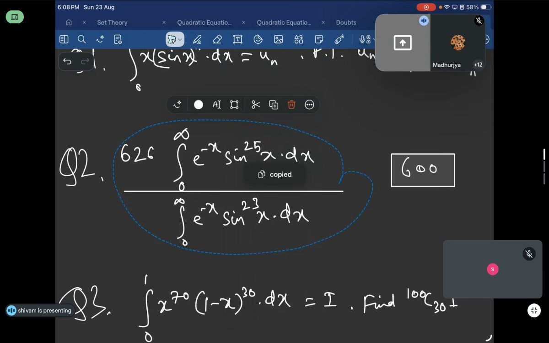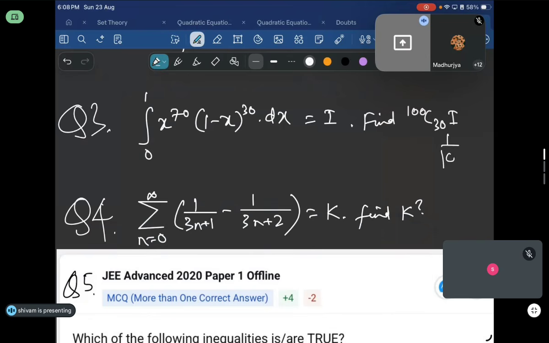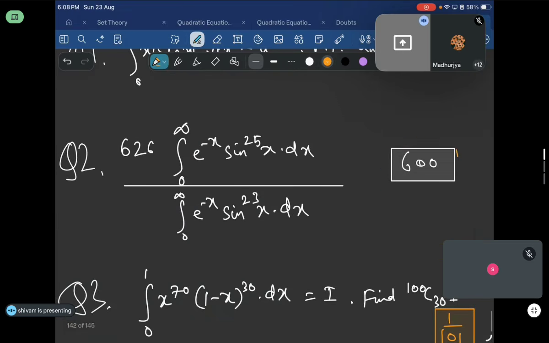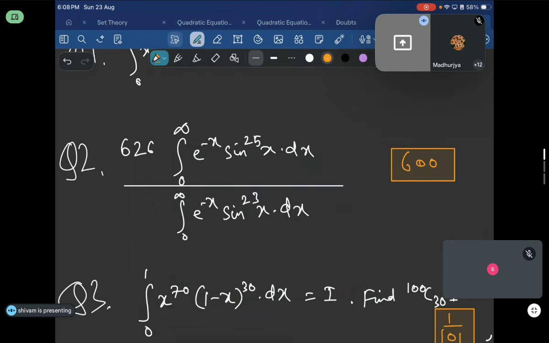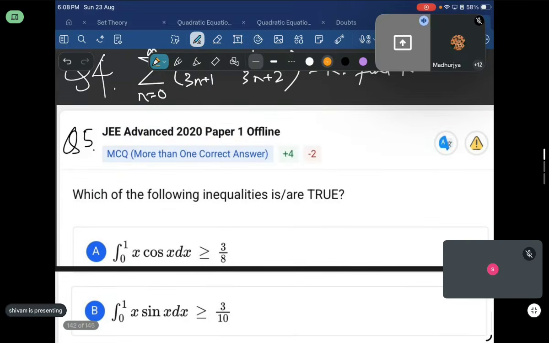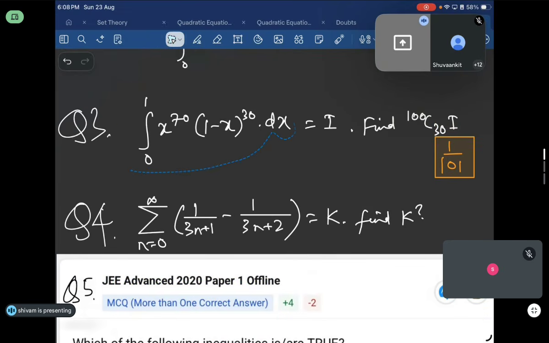So, Swapnil, are you able to see that in the numerator? Got it. Okay. Next. The third one is 1 by 101. Anyone having any doubt? Tell me. 1 by 101. Anyone having any doubt in the third one? Tell me. Yes, sir, I have a doubt on the third one. The third one as in this one? X power 70 into 1 minus x whole to the power 30. Yes, sir. Okay, let us start.